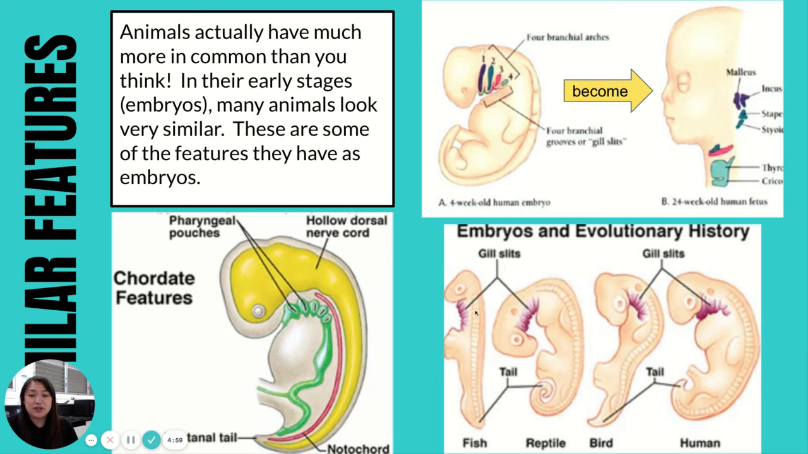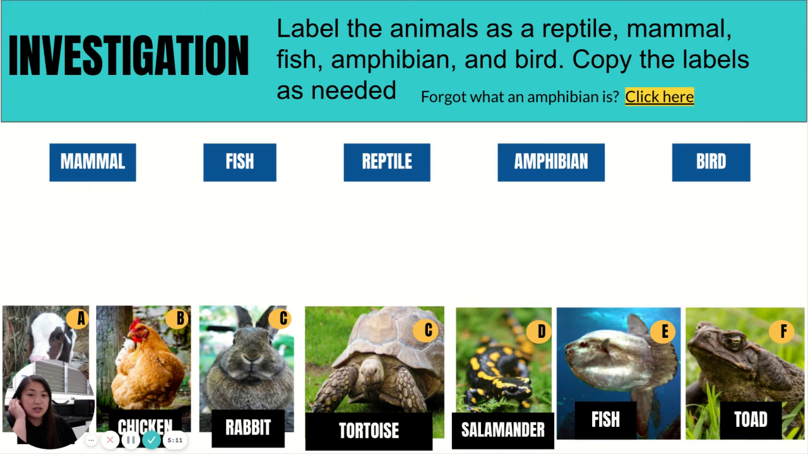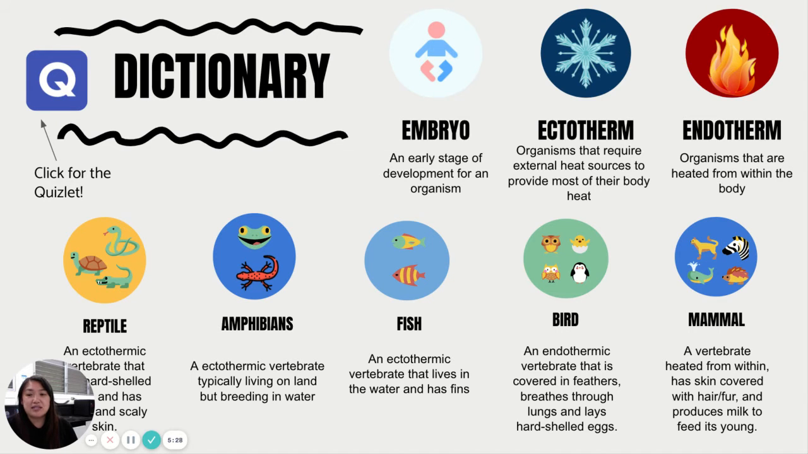And it also looks very similar to what fish, reptiles, and birds look like at their super early stages of development too. So these pictures will tell you about different features, and that's what we're going to use to figure out the assignment for this week. What you're going to do is label the animals as reptile, mammal, fish, amphibian, or bird to figure out which of these are kind of similar and which of these are not so similar. And if you forgot what these terms mean, go ahead and click here and it'll take you to the dictionary slide all the way at the end.